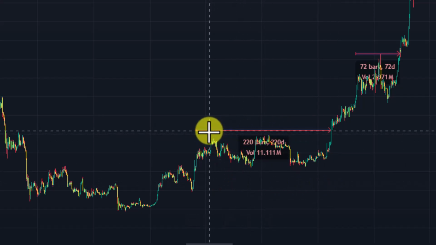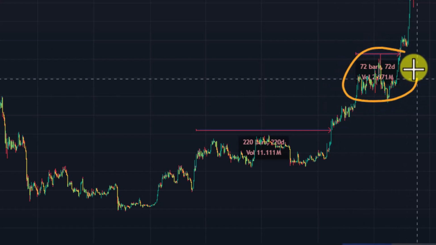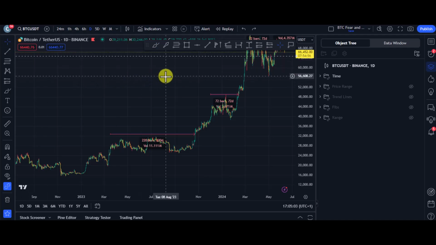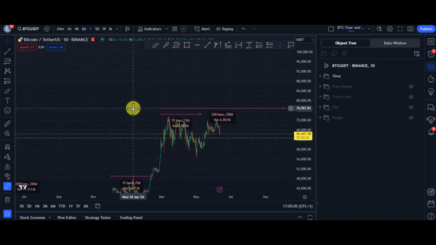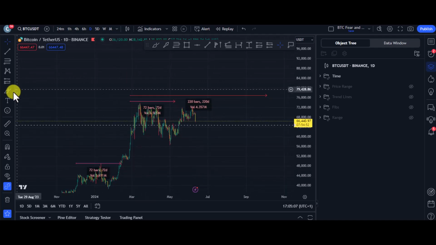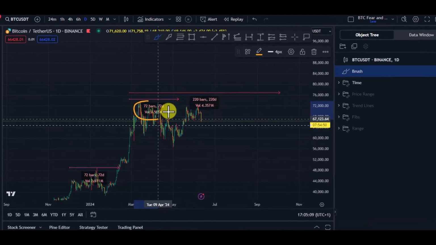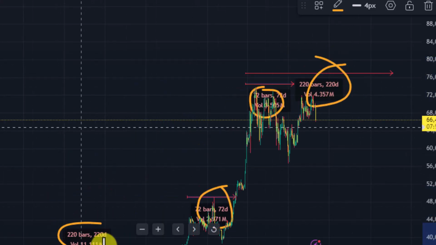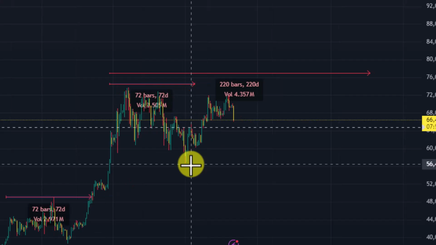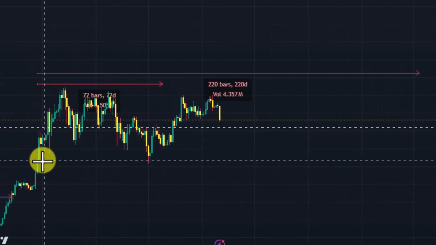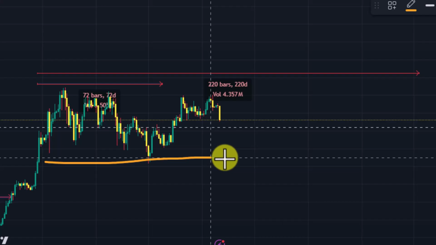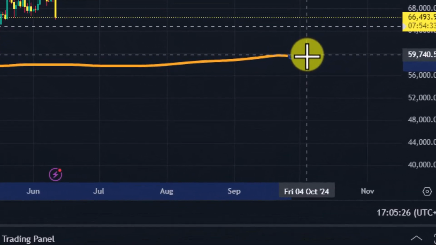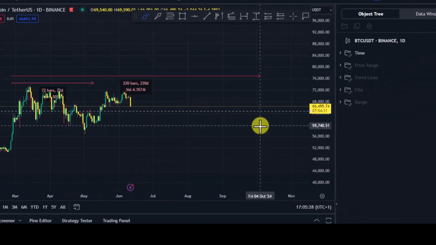So 220 days in that consolidation, 72 days in this consolidation. Now, history doesn't repeat, but it often rhymes, and that's why I'm tracking this. It's just good to track this. And so what I did is I plotted the 72 days just like it is here, and I also plotted the 220 days like it was down there, like I just showed you. So 72 days in this consolidation area here. And then we've got 220 days, which takes us out to Friday the 4th of October. So I just like to plot that on my chart.